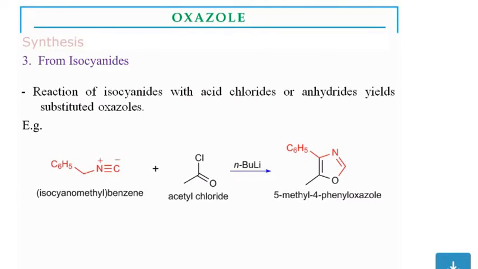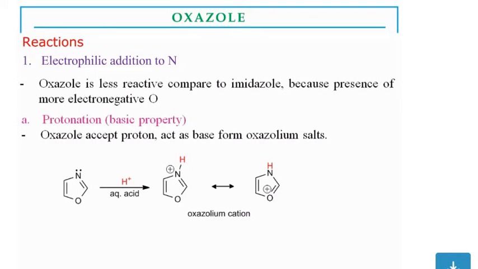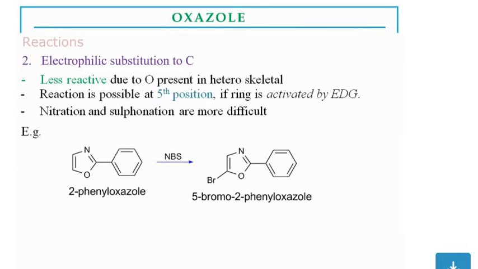From isocyanate, you can see acetyl chloride. In presence of butyl lithium, it will give the substituted oxazole. Now, protonation, basic properties, and electrophilic addition to nitrogen. So, oxazolium cation. Electrophilic substitution to carbon is less reactive due to the oxygen present in the heteroskeleton.